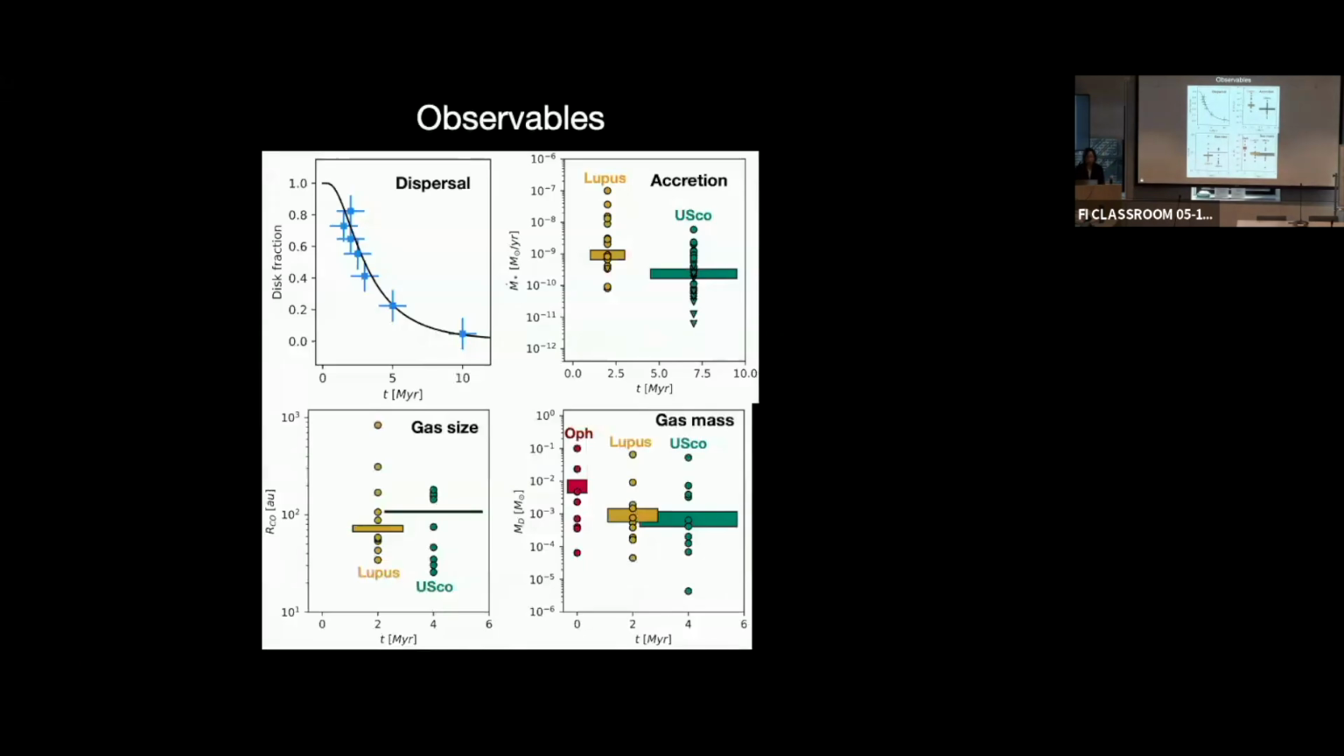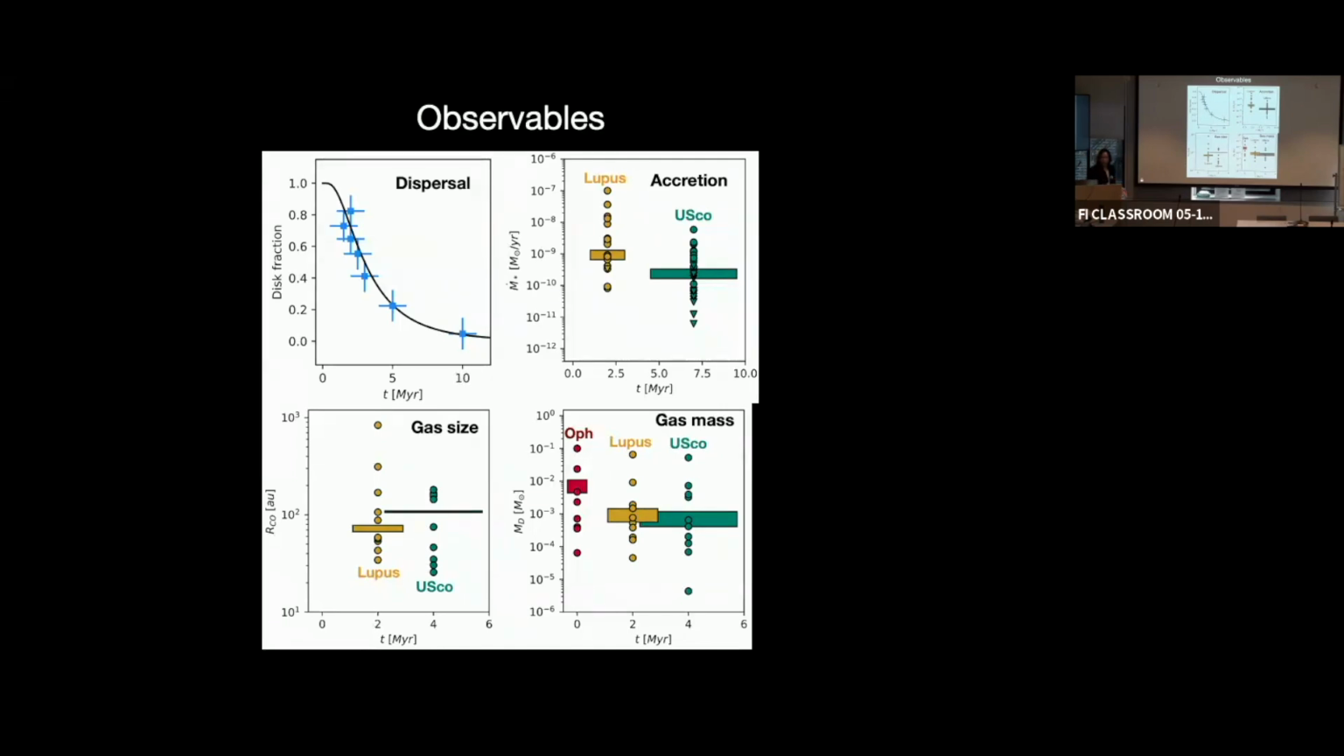Okay. So the four types of observables we have are, first, we know at different ages what fraction of young stars have a disk. And we know the accretion rate of those disks onto their central star. You can measure this from accretion tracers or from UV excess. So those are from the literature. And the new observations from ALMA itself are that we now know the gas disk size in the sample, and we know the gas disk mass in the sample. So you can see the spread here and the median value from our observations.